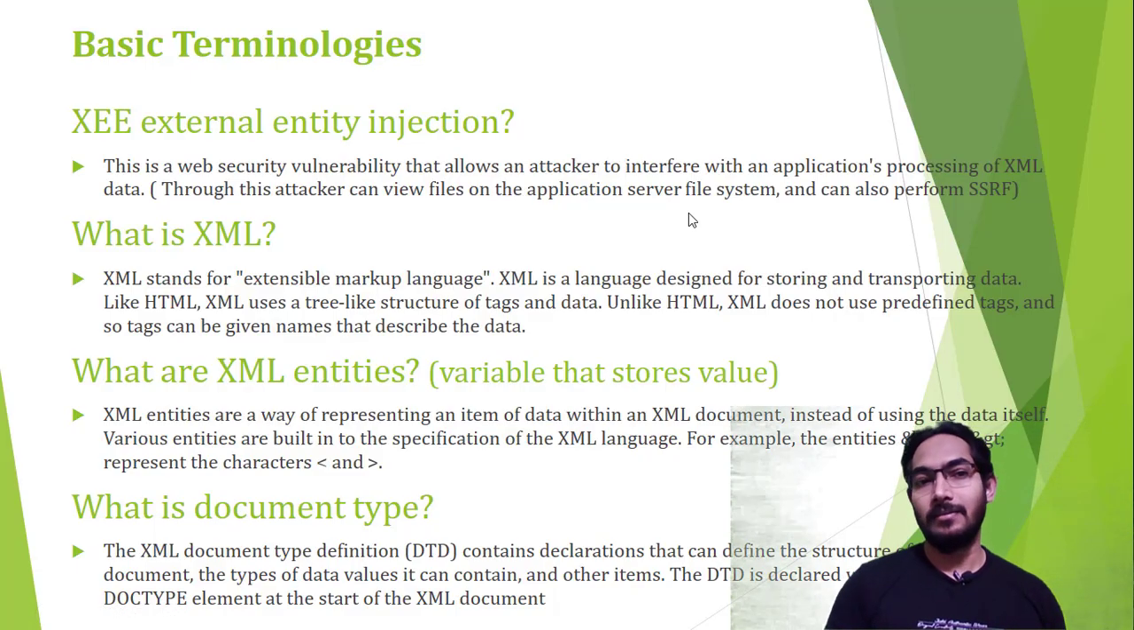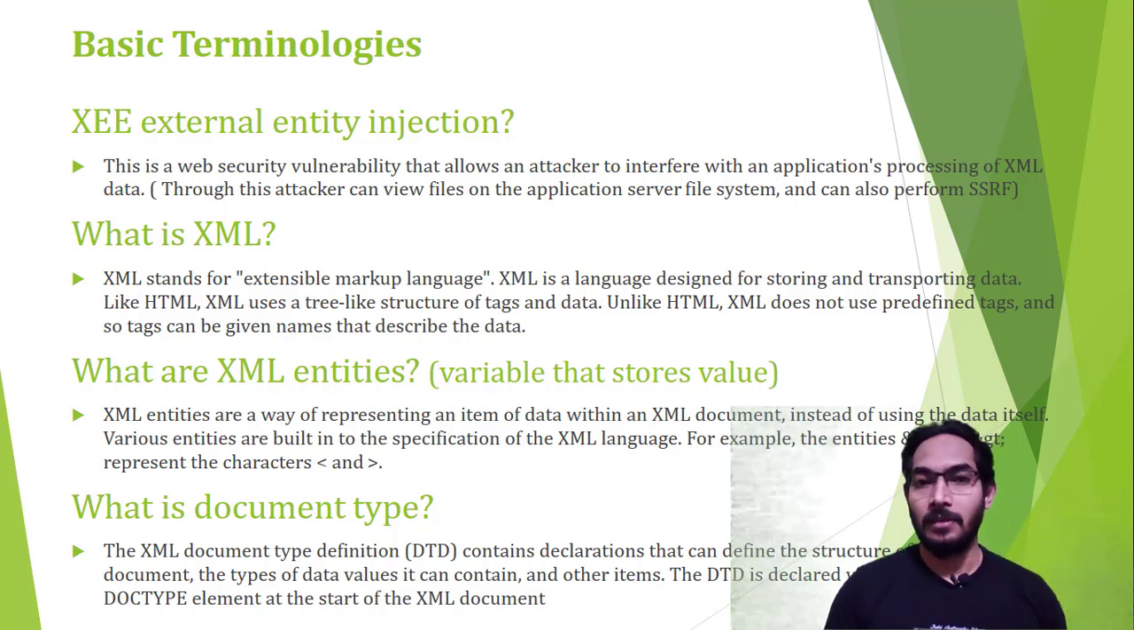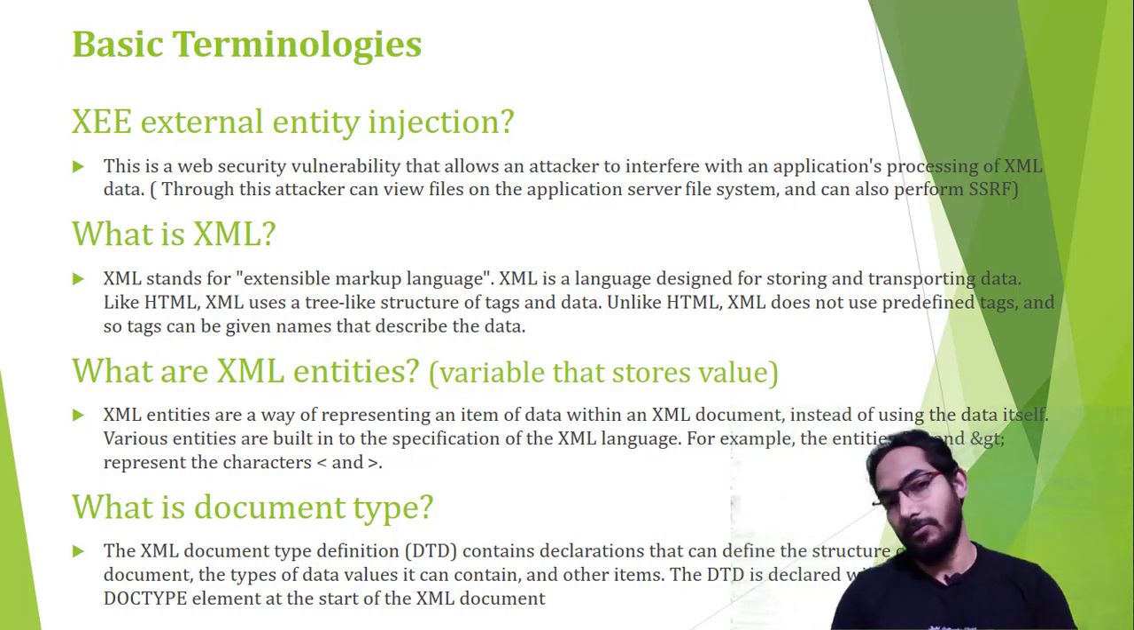So as said, XXE is external entity injection. And what is external entity injection actually? This is the vulnerability, guys, that allows an attacker to interfere with the application's processing of XML data. It means when an application uses XML data to store or transfer HTML data or anything, when it deals with XML data, that's when the vulnerability occurs. Why? Because XML has some features that allow the attacker to interfere with the XML data, so that can happen there.